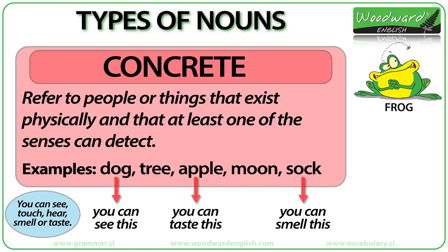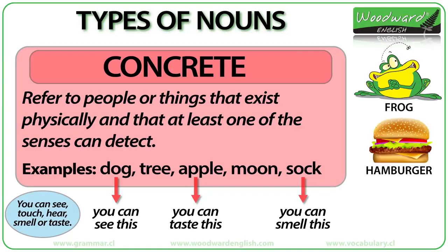Our examples with pictures. Frog is a concrete noun because it physically exists. You can see, touch, or hear a frog. Hamburger is also a concrete noun because you can taste it and see it. The same with flower. It is a concrete noun because you can smell a flower or see a flower. It physically exists for us to see or touch.